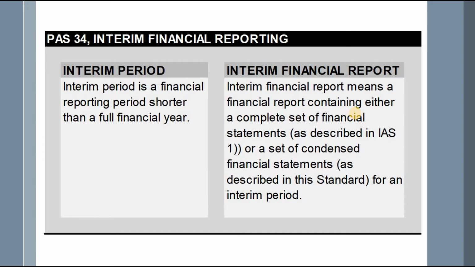The financial reports that are prepared for interim periods are called interim financial reports. These are financial reports containing either a complete set of financial statements as described in IAS 1, or a set of condensed financial statements for an interim period, which is described in the standard, PAS 34.